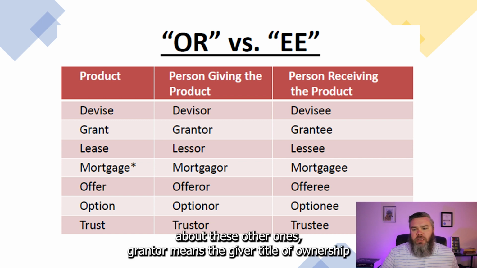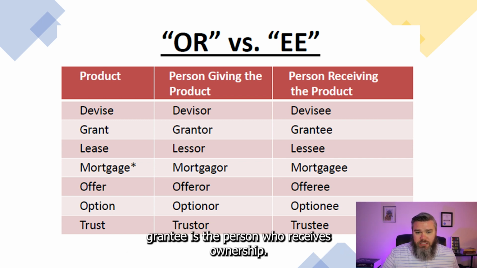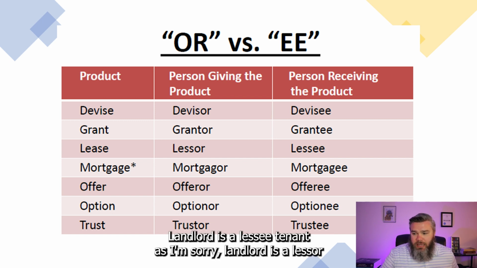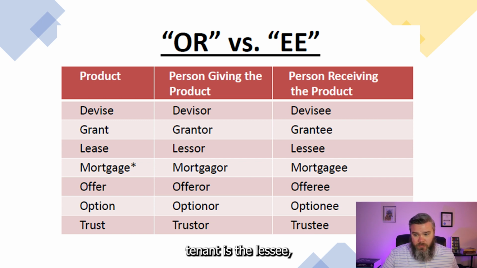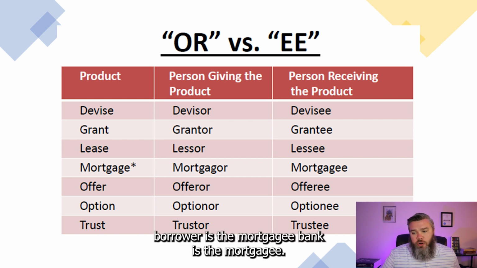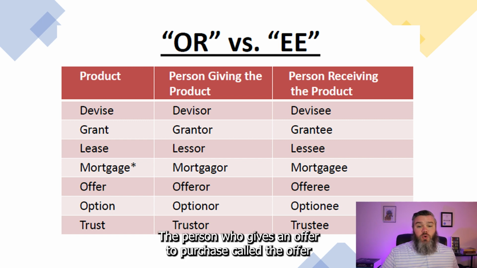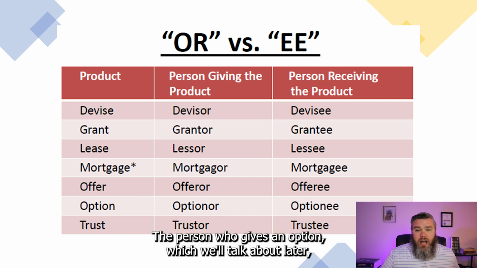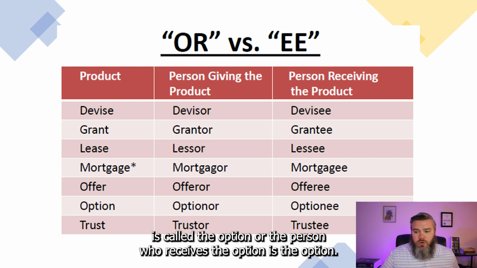Now, when you're talking about these other ones, grantor means the giver of title of ownership. Grantee is the person who receives ownership. These people show up on a deed. Landlord is the lessor. Tenant is the lessee. Borrower is the mortgagor. Bank is the mortgagee. The person who gives an offer to purchase is called the offeror. The person who receives the offer is called the offeree. The person who gives an option, which we'll talk about later, is called the optionor. The person who receives the option is the optionee.